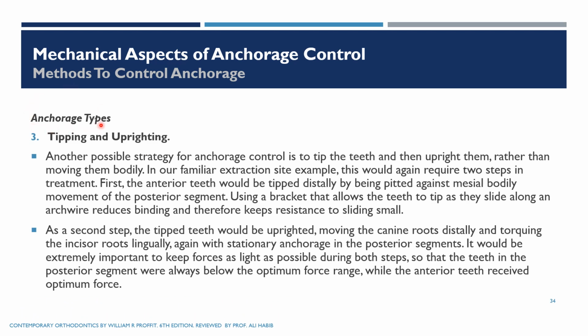A third anchorage type is tipping and uprighting. This was introduced by Begg in the Begg appliance and Begg technique. What they do is try to divide the anterior teeth movement into tipping and then root movement. So we are pitting tipping movement of the anterior teeth against bodily movement of the posterior teeth. The force threshold will be enough to tip the anterior teeth back, but not enough to move the posterior teeth forward. And then after tipping the anterior teeth backward, you can upright the roots by using auxiliary uprighting springs as a second step.